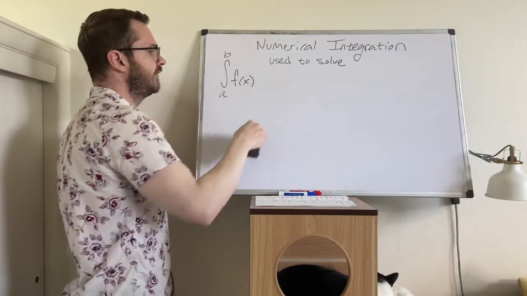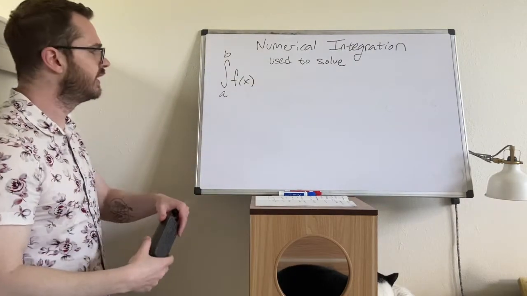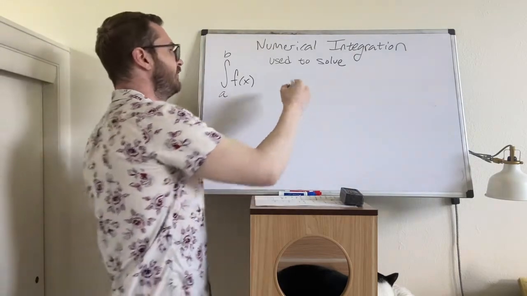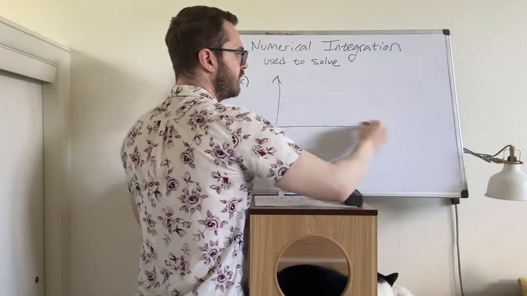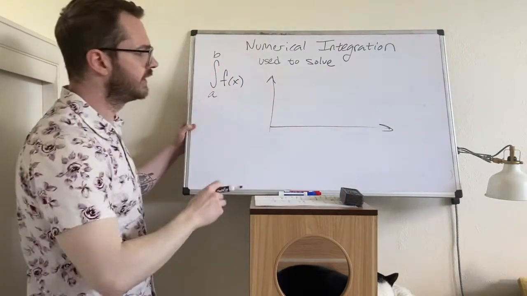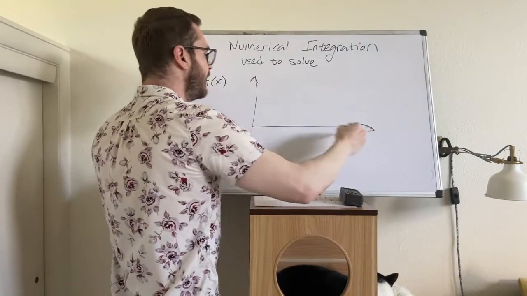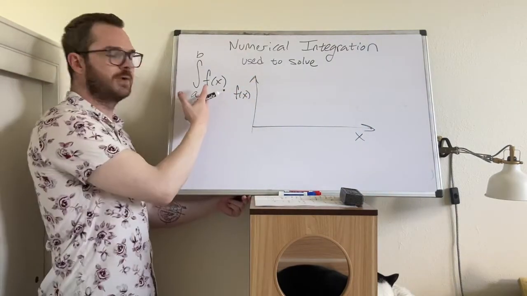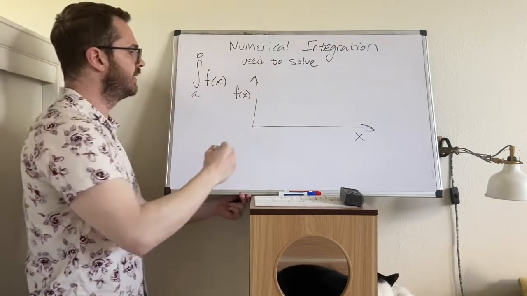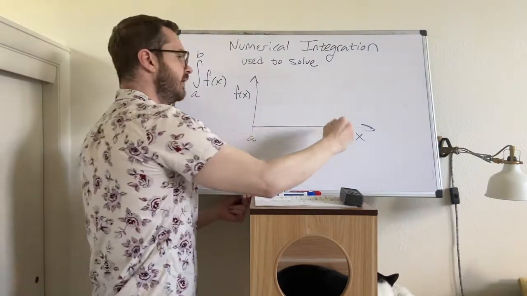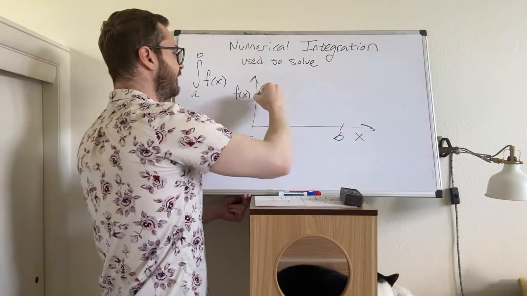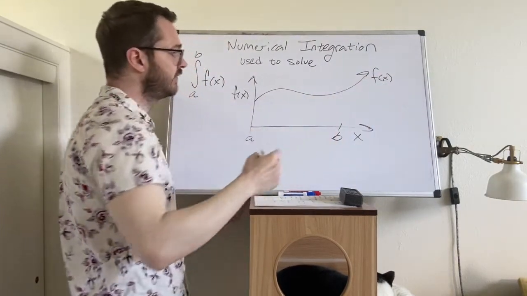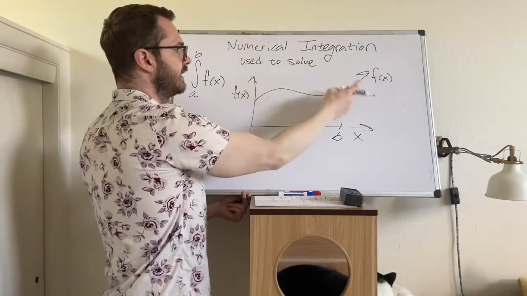And of course, we're going to have to come up with these algorithms. So let's do a plot of f of x. So we're saying x is on the horizontal and f of x is the vertical, and we want to integrate this function over some bounds, a to b. So let's put a first and b second. Here is the function f of x, and we want to know what the integral is of this function.